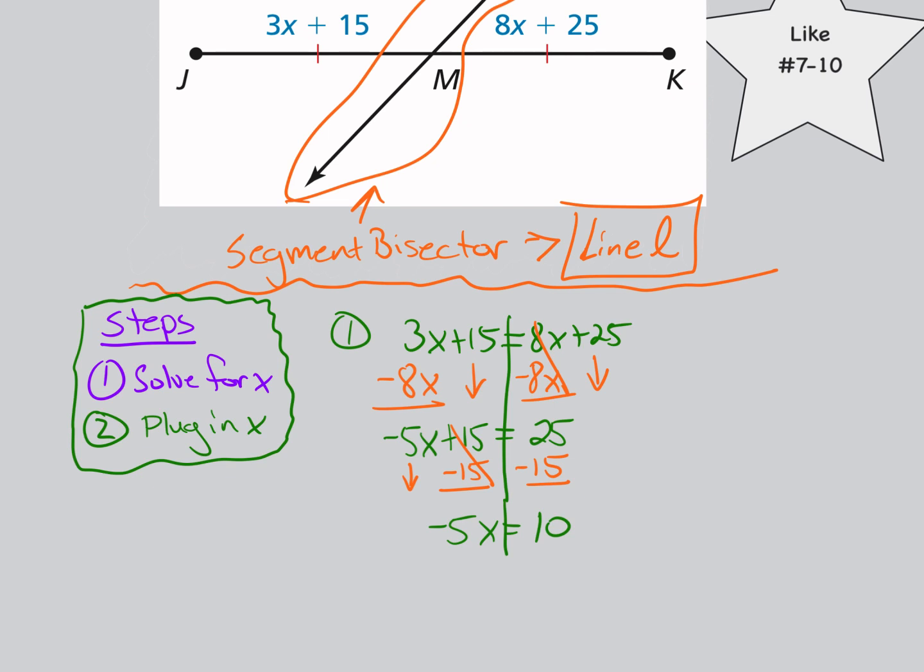Now what's the last step? Divided by negative 5, because I need to separate that negative 5 from the x and bring it to the other side. So x equals how much? Positive or negative 2? Negative, because you're dividing a positive and a negative. Whoops, I'm sorry, don't box it yet. We're not finished.